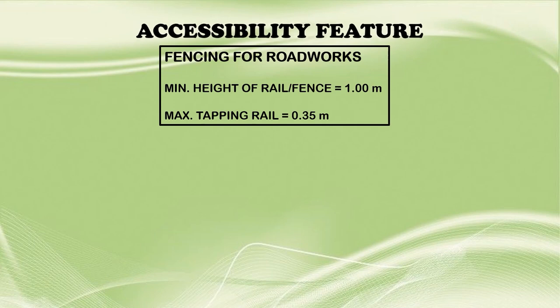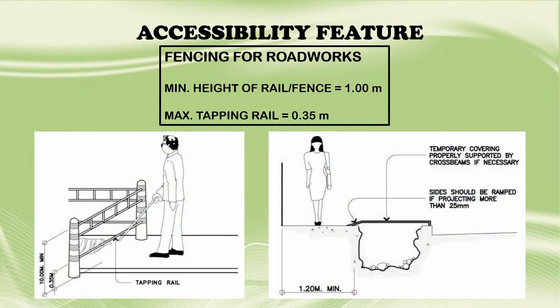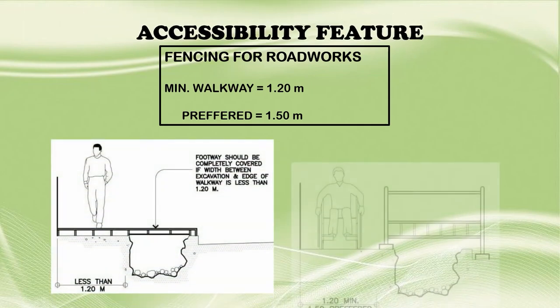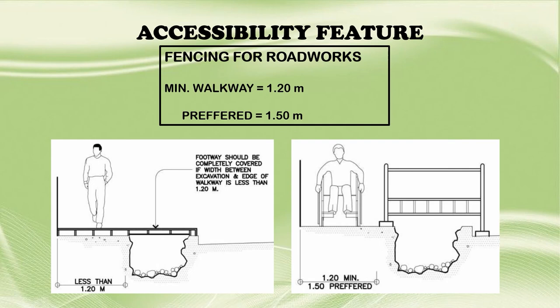Fencing for roadworks. All excavations, whether on the road or footway, must be adequately protected. The height of the rail or fence should be at least 1 meter from the adjacent surface. The railing should incorporate a tapping rail to assist the blind, and this should not be greater than 0.35 meters above the adjacent surface. Sides should be ramped if projecting more than 25 mm. Footway should be completely covered if width between excavation and edge of walkway is less than 1.2 meters.